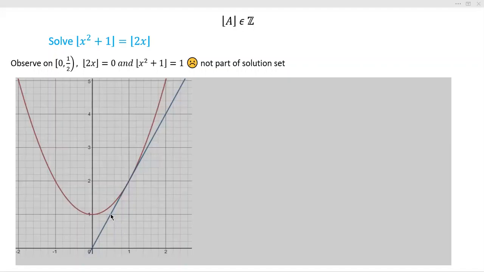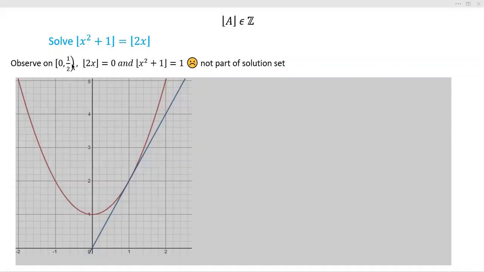Right here at 1/2, and that's easy to determine. 2 times 1/2 is 1, right? Anytime you're below x equals 1/2 on this graph, you're less than 1, and that means you have a floor of 0, right? Now, the red graph right above it certainly has a floor of 1 in that region from 0 to 1/2. So for that reason, the floor of 2x is equal to 0 in the interval 0 to 1/2, and the floor of x squared plus 1 is equal to 1 in the interval 0 to 1/2. So it's not part of the solution.